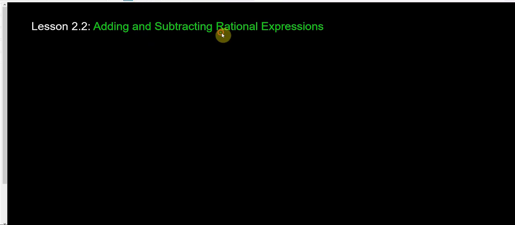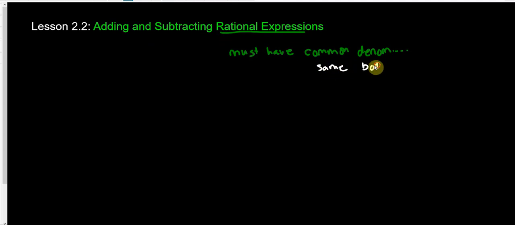The same thing is true for rational expressions: to be able to add or subtract, you must have the same, or we say common, denominators. So we have to have the same bottoms to the fractions. That's what common denominators mean.